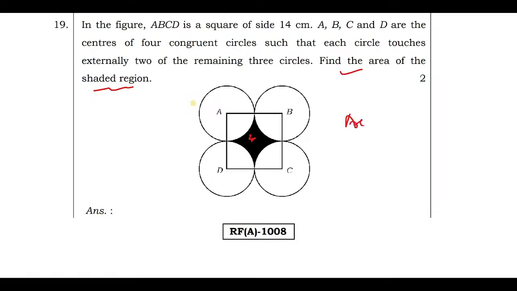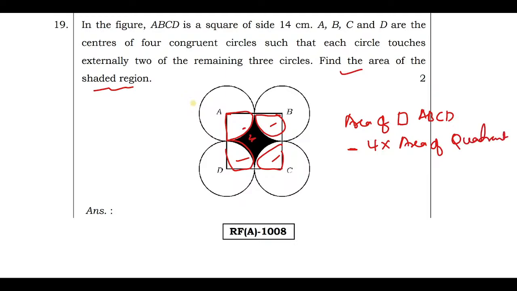It is the area of square ABCD minus the area of these 4 quadrants. 1, 2, 3, 4. If I remove these 4 quadrants, I'll get this shaded part, right? So therefore, 4 into the area of a quadrant.